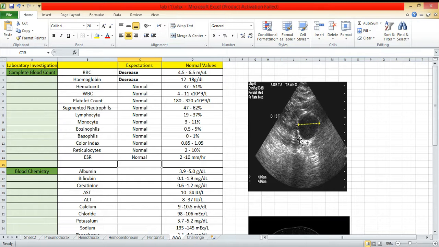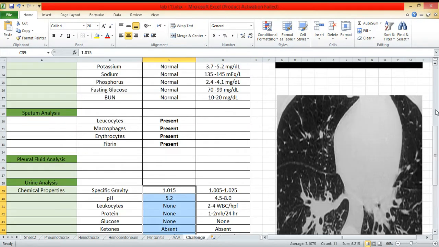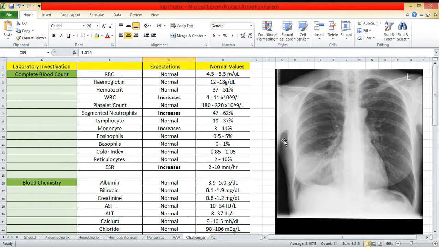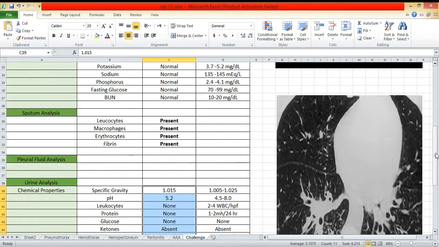And lastly, this is a question, a challenge for everyone, and we are expected to diagnose using the laboratory and instrumental investigation. Looking at the blood count, we can see changes in white blood cells, an increase in monocytes, an increase in neutrophils, and an increase in erythrocyte sedimentation rate. Blood chemistry remained normal, and in sputum analysis, there is presence of leukocytes, macrophages, erythrocytes, and fibrin. And pleural fluid analysis is also possible.